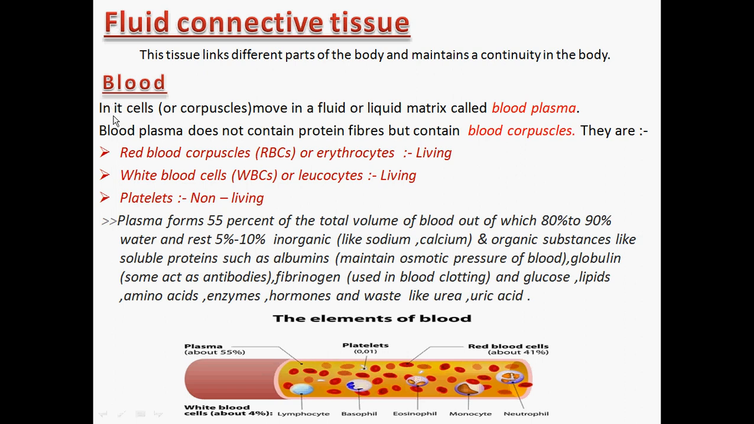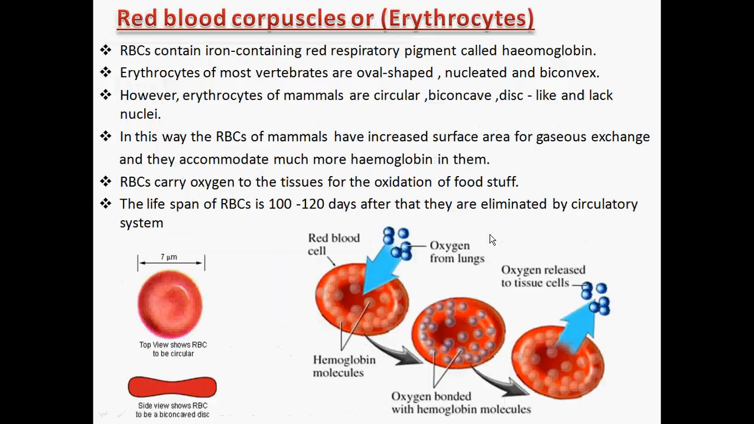So there are three cells which are present in the blood, that is the red blood corpuscles that we say as erythrocytes, the white blood cells or leukocytes, and the platelets. Out of all the three, the red blood cells, that are erythrocytes, and the white blood cells, which are the leukocytes, are living, whereas the platelets are non-living. So these are three cells of the blood which are flowing in the liquid matrix, that is the blood plasma. We can imagine and experience it with the help of a figure.